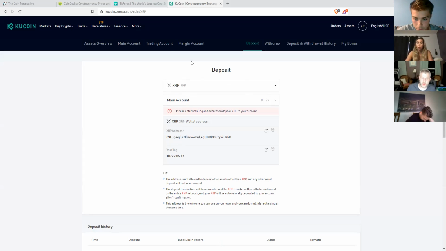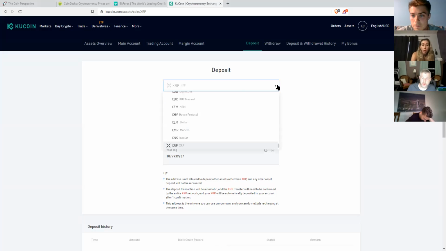Yep. Okay. So I'm sharing my screen right now. This is XRP on KuCoin. It'll give you the XRP address and then the tag. The tag is the memo. So FYI, the tag is the memo. It'll give you two different things.